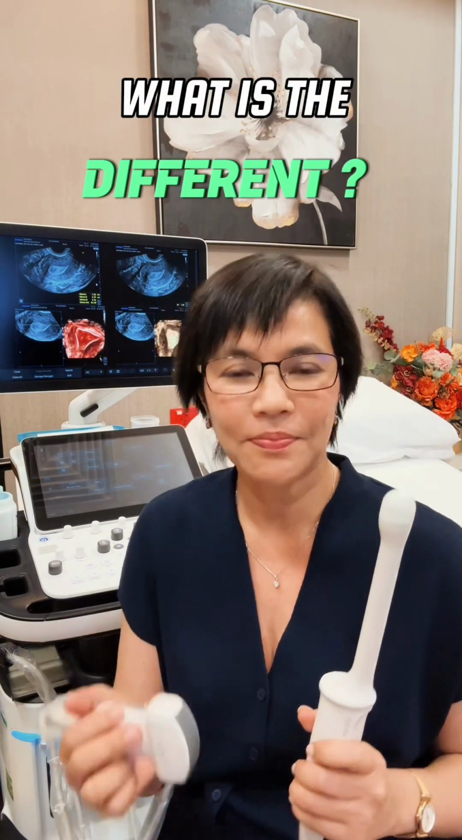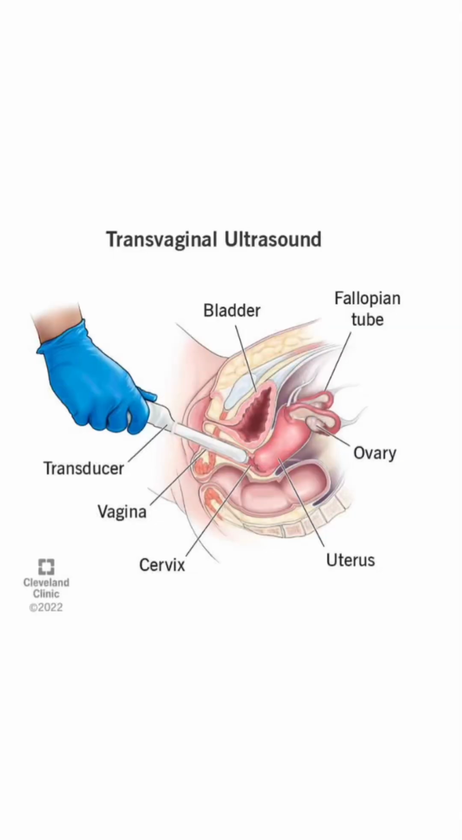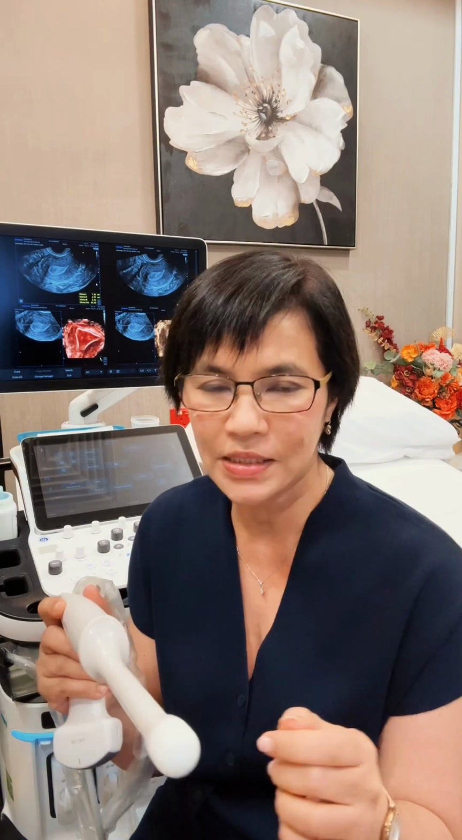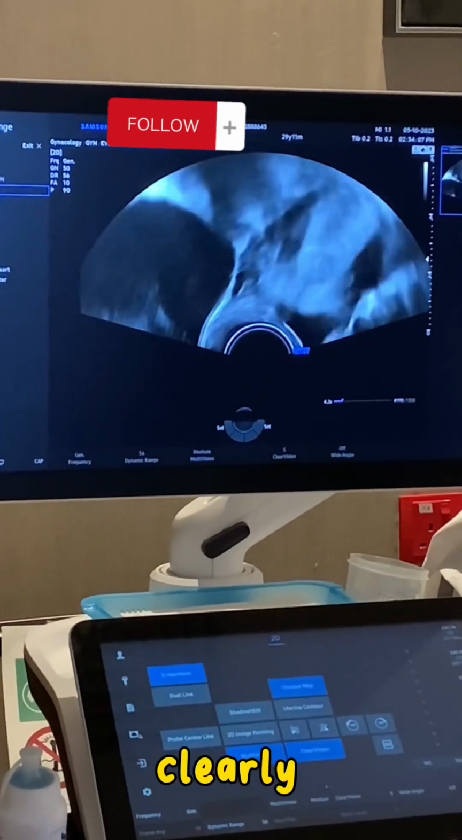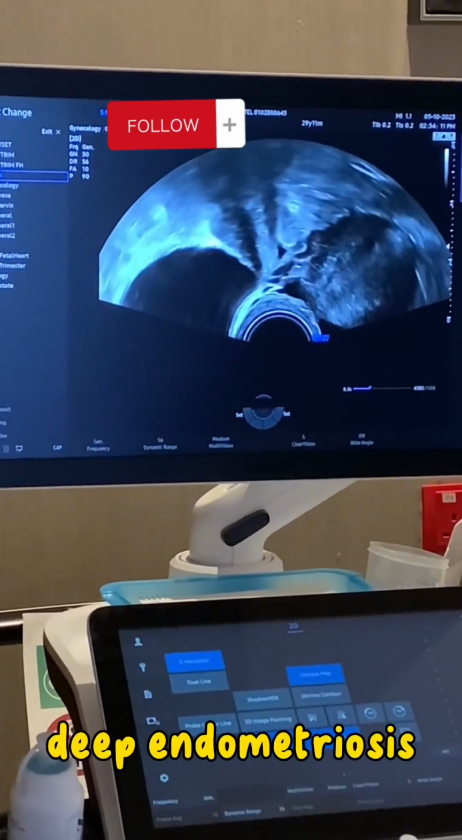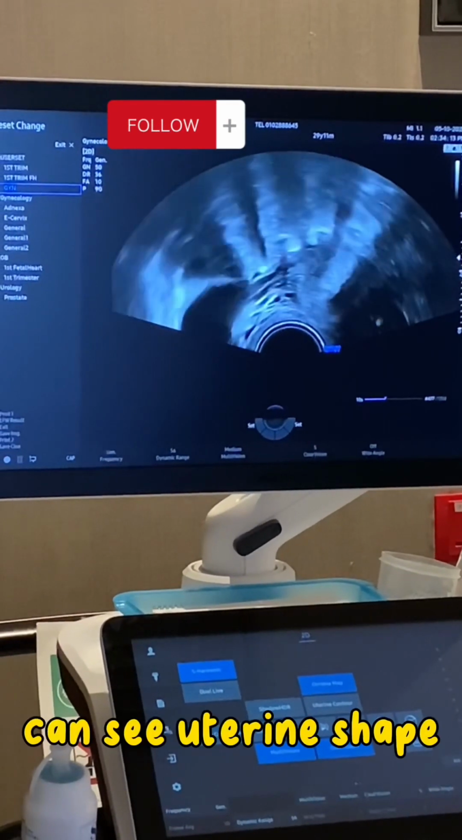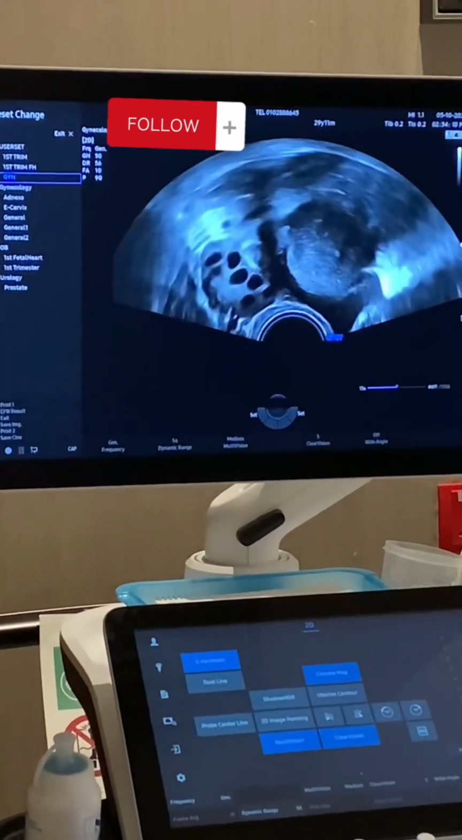What is the difference? The difference is that the transvaginal probe, because we put it into the vagina, is very close to the uterus and also the pelvis, so we can see the structures very clearly. We can see if there is any deep endometriosis. We can see the uterine shape very clearly, what is in the uterus, and we can see the ovary very clearly.